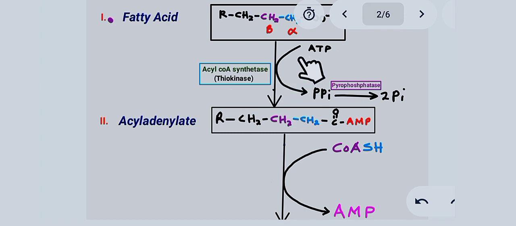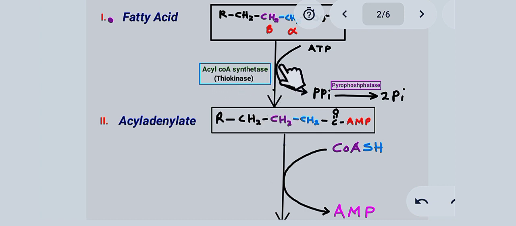Here, what's happening is that we are getting an AMP molecule and adding it to the fat acid, and then we are producing pyrophosphate. PPi means pyrophosphate. So in the first stage of activation, we break down ATP, get AMP from ATP and add it to the fat acid, and then we release a pyrophosphate. The enzyme that is catalyzing this reaction is called acyl-CoA synthetase or thiokinase.